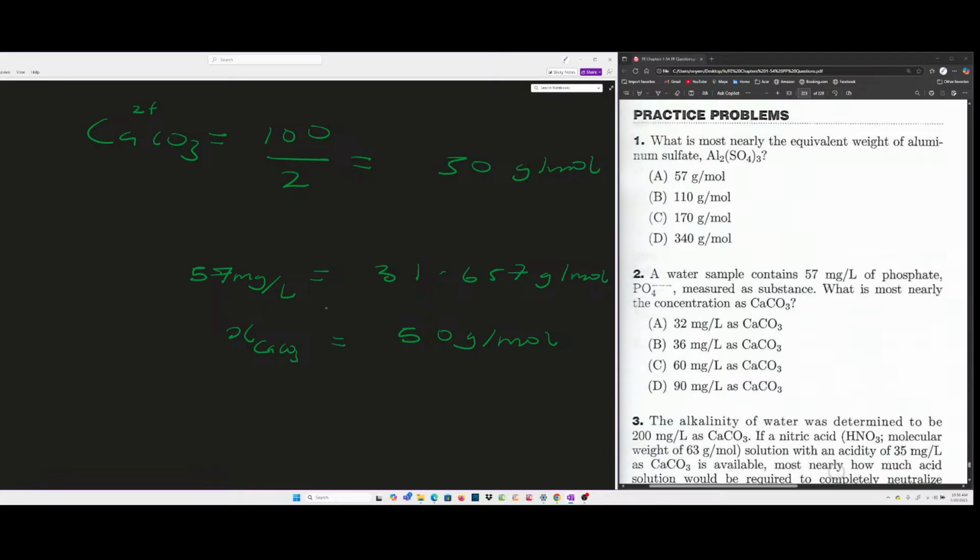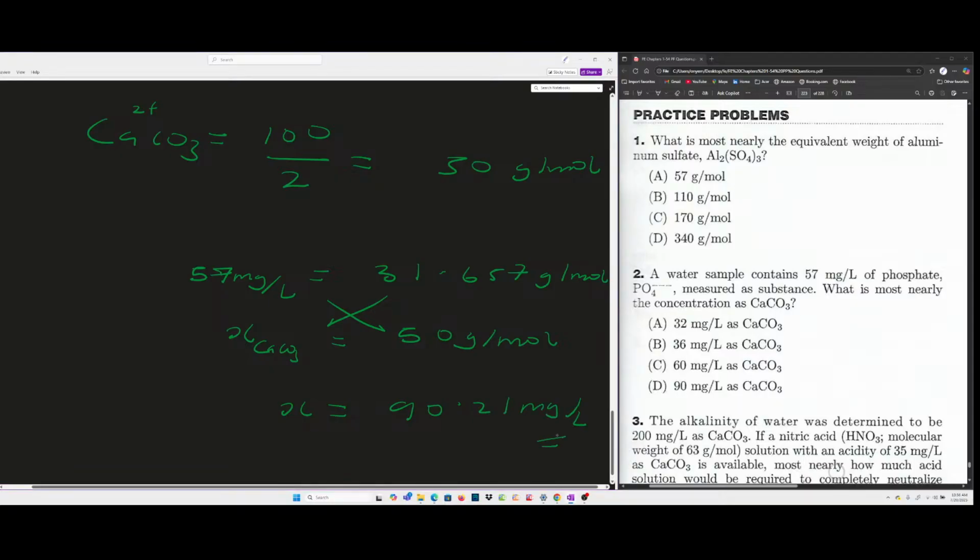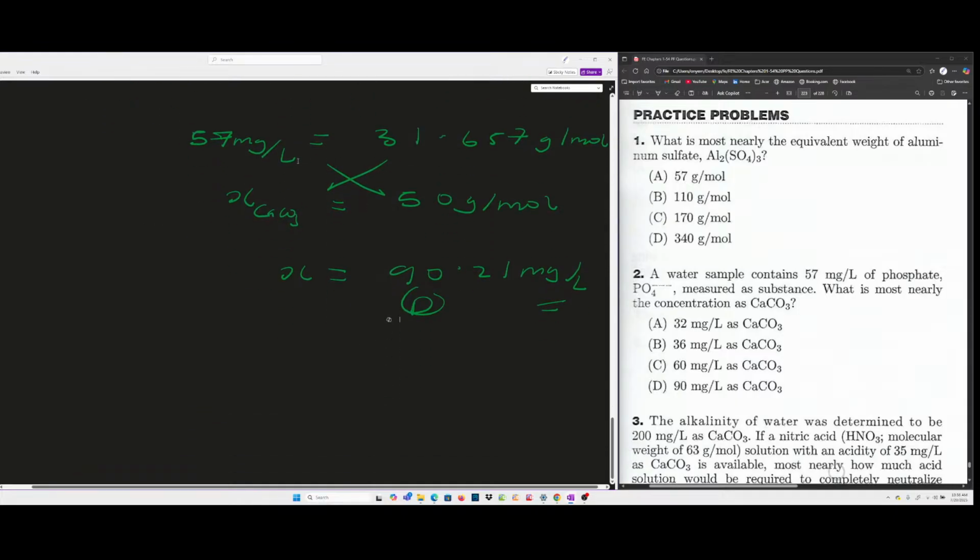So if we do this, we're going to cross multiply, okay? So X is going to be equal to 90.21 milligrams per liter. That's our concentration. That's another way of doing this, besides that formula. That's how we're going to solve. We're going to find the equivalent weight of both of them, equate both of them, and we're going to find our answer.